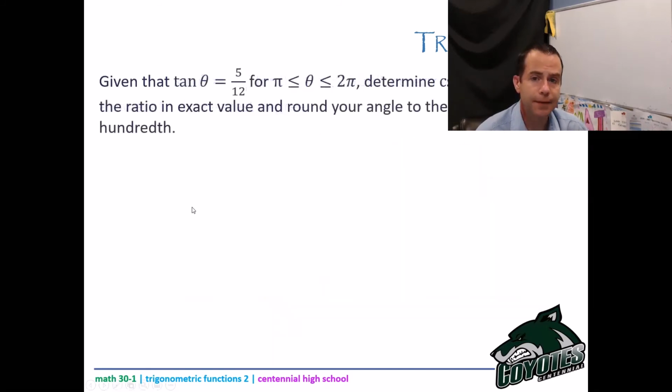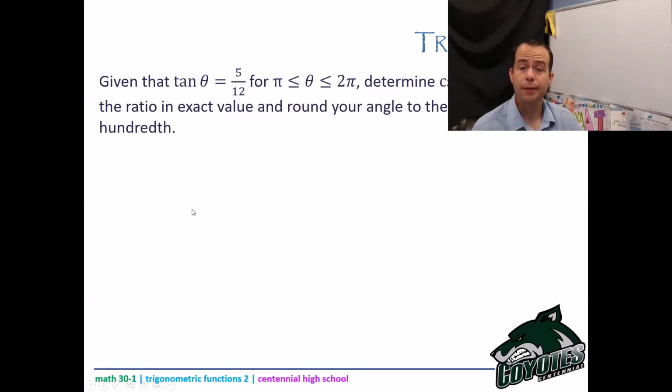Given that tan of theta is 5 over 12, and theta is now between pi and 2 pi. So I've now moved you to talk about radians. It's the exact same conversation though. We're just going to talk in radians. Determine cosecant of theta and theta. Leave the ratio an exact value and round your angle to the nearest 100th.